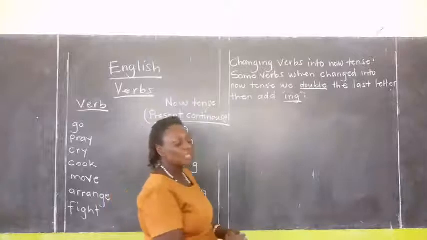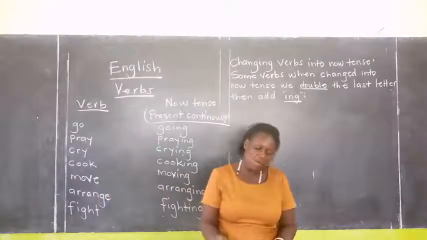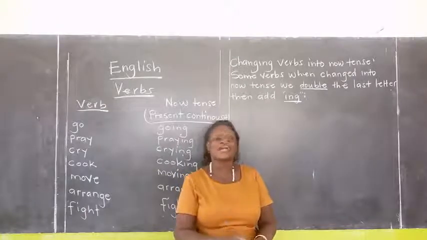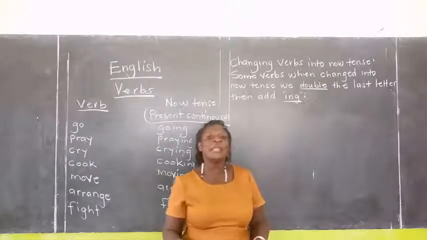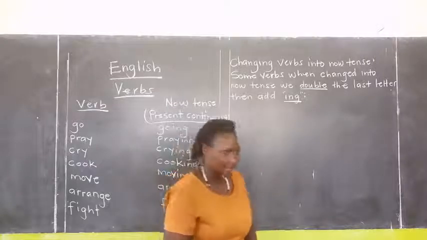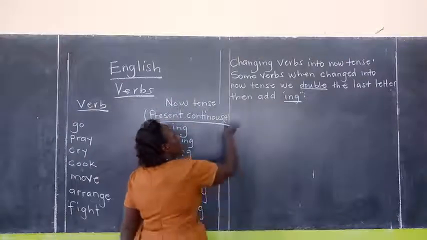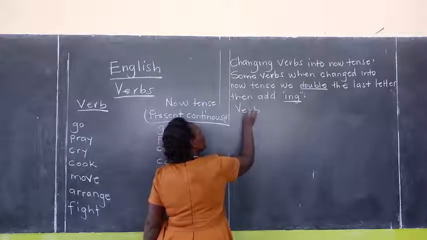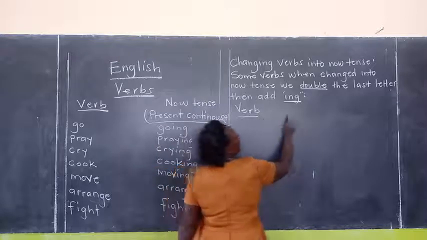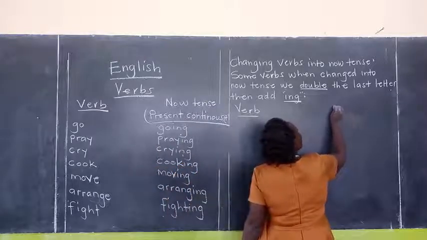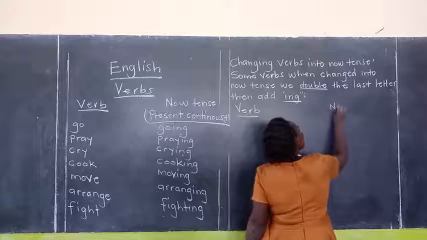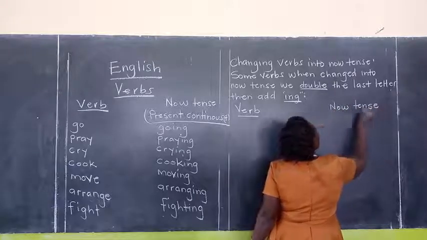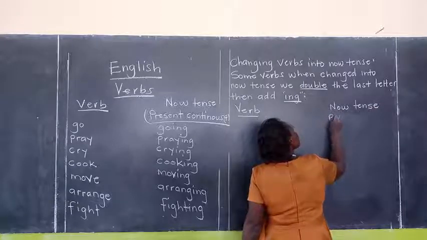Now we want to look at those verbs whereby their last letters are changed, then we add ing. For example, beside here we have the verb. Then here we have the now tense of that verb. Now tense. We have the now tense, all present.